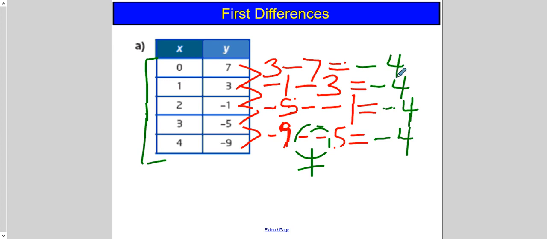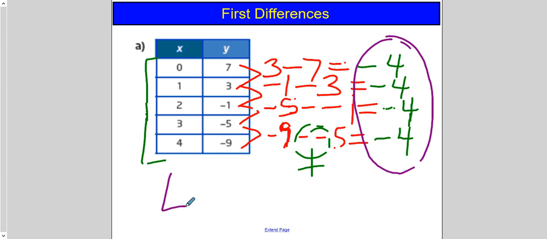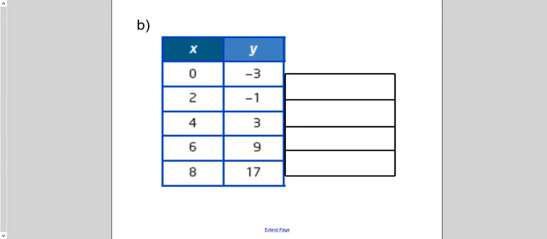Okay, and since we have the same number every single time, that means that we can say that this is linear. So that's what our first differences can tell us, is that it's linear if we end up with the same number every single time. So let's go to another example.